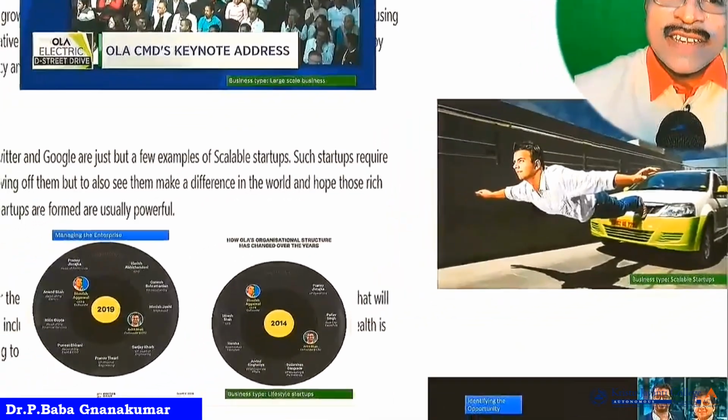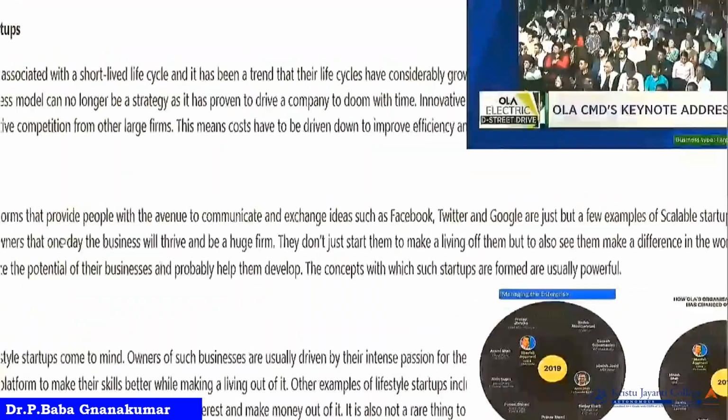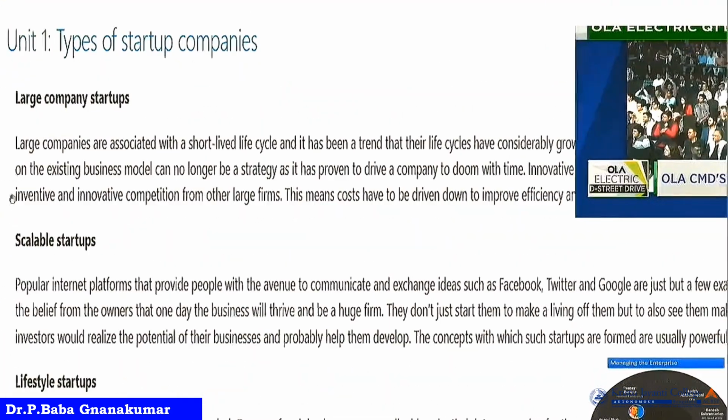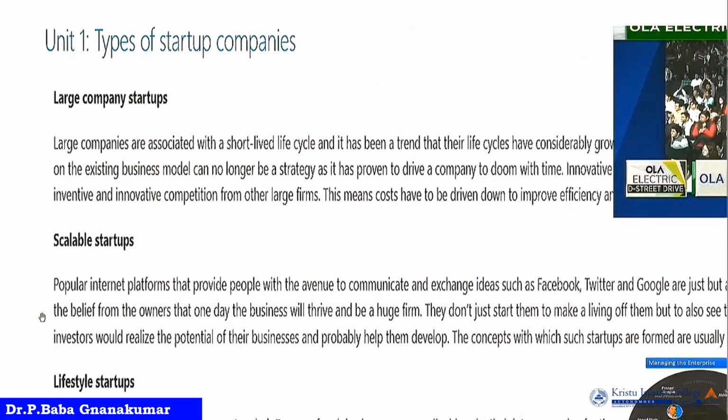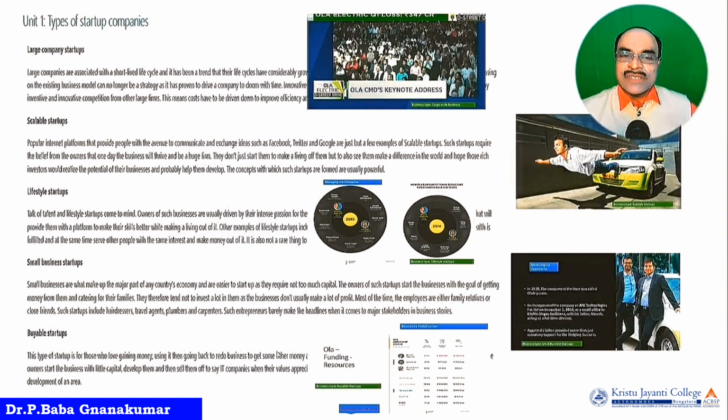Then Ola gained very good momentum. When he entered into the unicorn stage, he is considered the scalable startup. Now he is having his own factory. He got very nice money from the IPO. His business has been listed. So his firm is now a large-scale company. So these are all the stages you have to identify based upon the story.